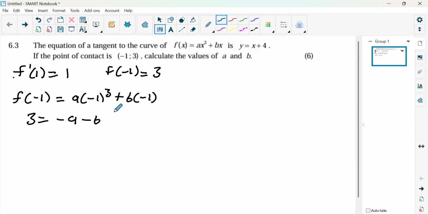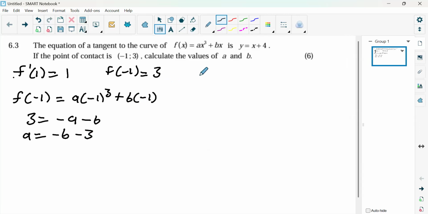We can either make a or b the subject. Which one do you prefer? Let us make a the subject. We're going to take a to the other side because it's negative on this side. And we're going to transpose the 3 to the other side. So a is going to be equal to, 3 was positive, when it jumps the equal sign it's going to be negative. So we have -b - 3.